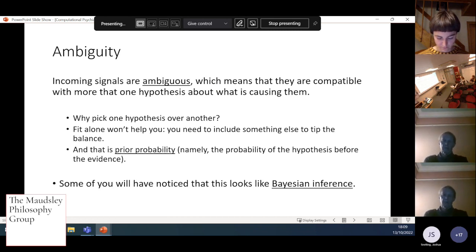So why would you pick one hypothesis over another? By stipulation, fit alone isn't going to help you. Like we've said, it's an ambiguous situation. So you need something else to tip the balance, and that is prior probability. The probability of the hypothesis before the evidence, independently of the evidence. So some of you will have noticed that this looks like Bayesian inference. It doesn't look like Bayesian inference, it is Bayesian inference.